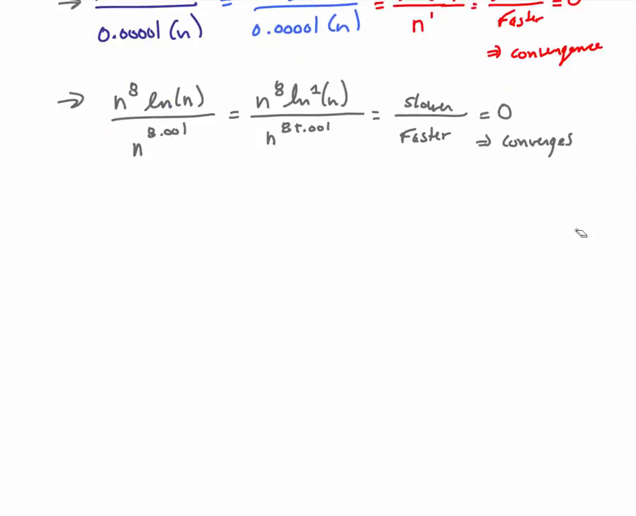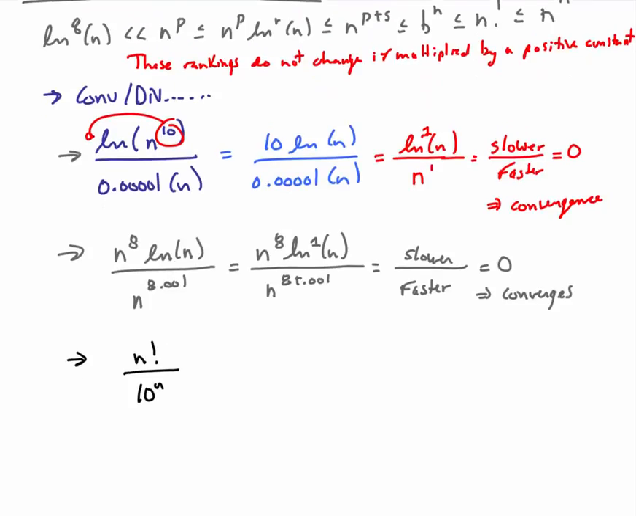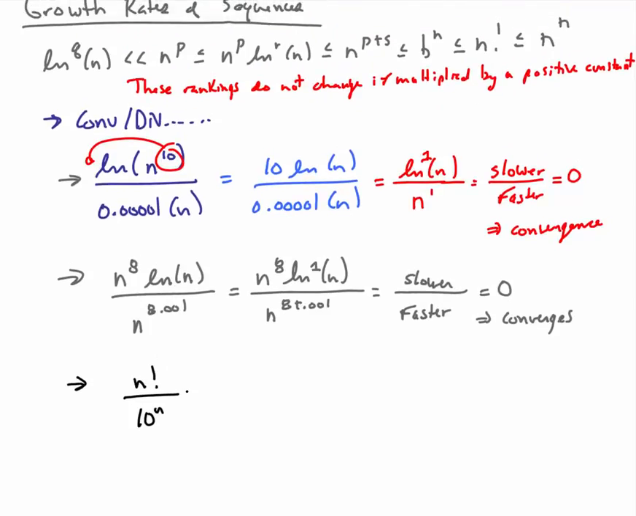Okay, and it's just that simple comparison off of that list. Let's look at another one. Let's look at n factorial over 10 to the n. Now if we look at our list, n factorial is going faster than 10 to the n.